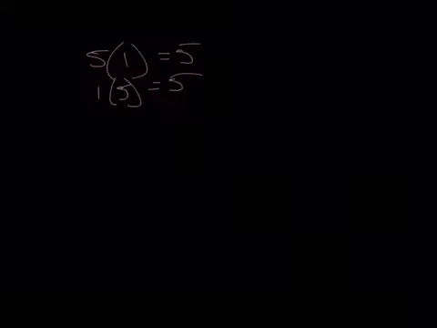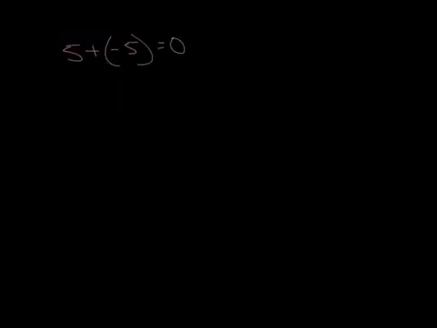So in addition, you can add 0 to anything. In multiplication, you can multiply 1 by anything. And there's also another property called the additive inverse property, which means if we have a number and we add its opposite, we will always get 0.